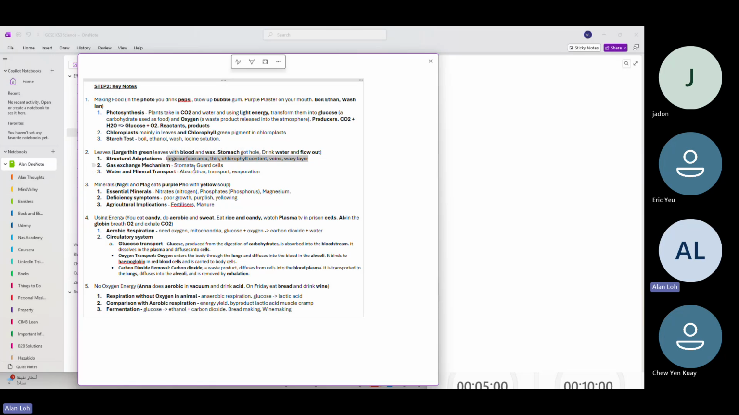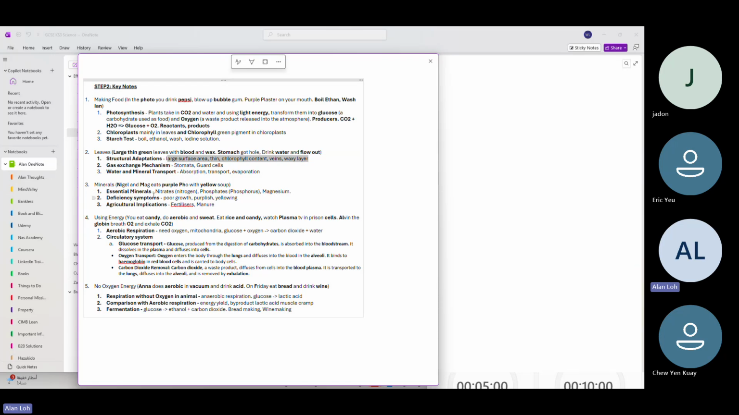So what are the elements that are needed to exchange the gas in the leaf? Stomata and guard cells. Water and mineral transport. Okay, how do they transport the water and mineral in the leaf, from the roots to the stems and to the leaf, right?